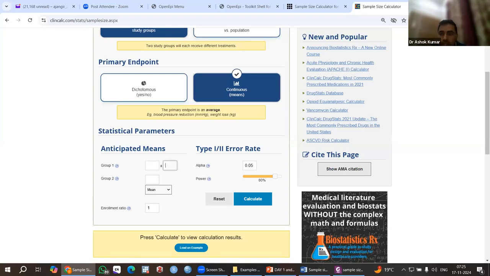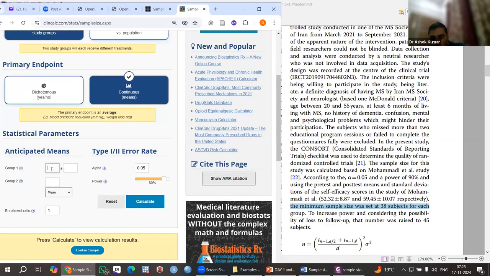So we can see here, OpenEPI is very good. I think OpenEPI is very good because it has standard deviation for the control group as well as for the experiment group. So group 1 mean is 52.32 plus minus standard deviation 8.87, and group 2 mean is 59.45.